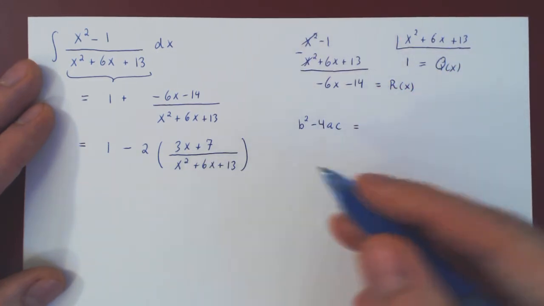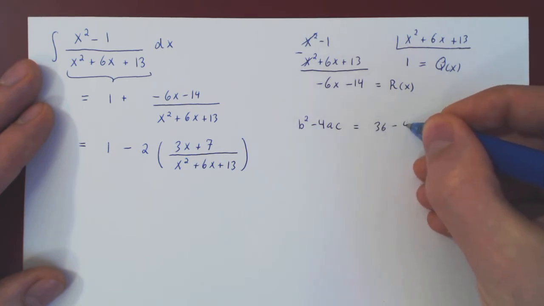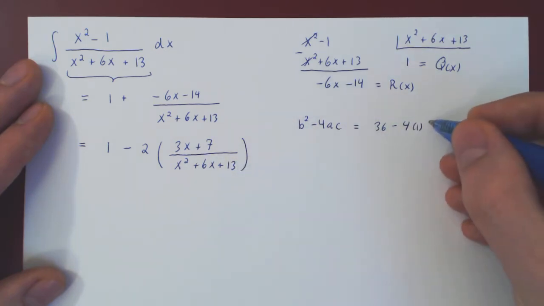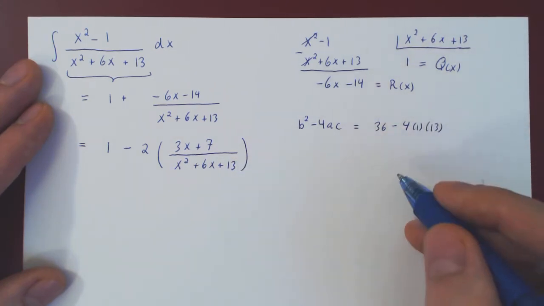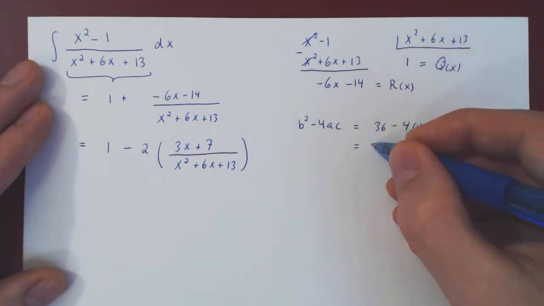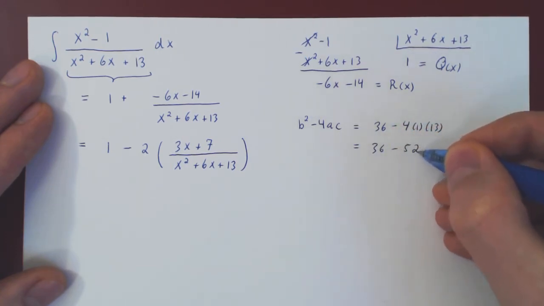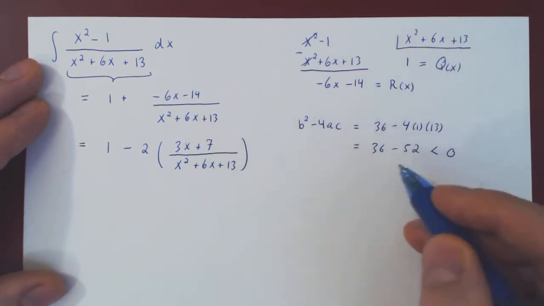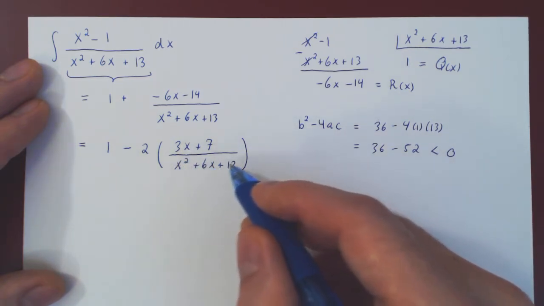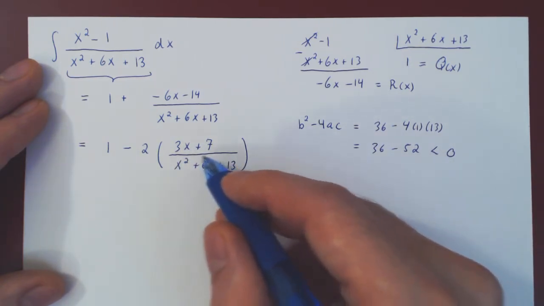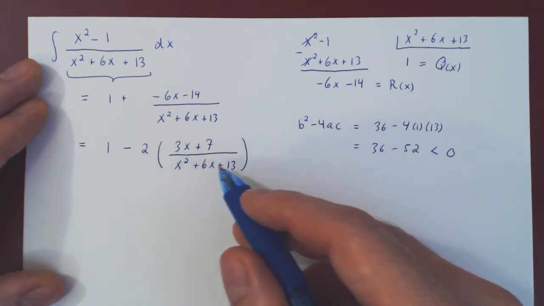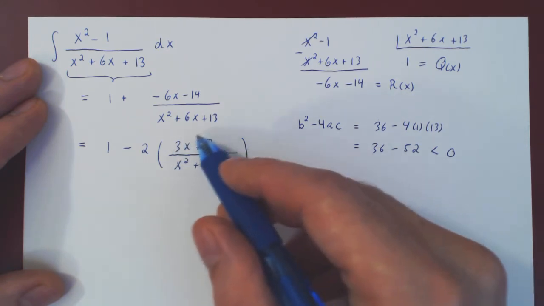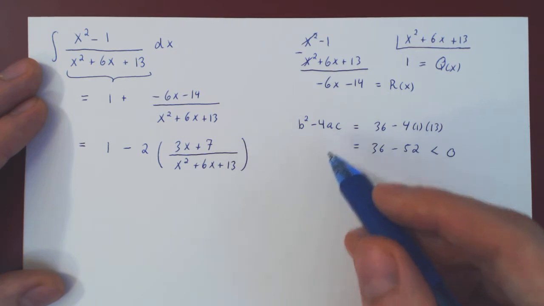b is 6, so b squared is 36. Minus 4 times a, which is 1, so minus 4 times 1, times c, which is 13. 4 times 13 is 52, so we have 36 minus 52, which is, of course, negative. Because our discriminant is negative, this polynomial is an irreducible quadratic polynomial over the real numbers. So we cannot factor this quadratic over the real numbers, and so we cannot decompose this rational function into a sum of two partial fractions.